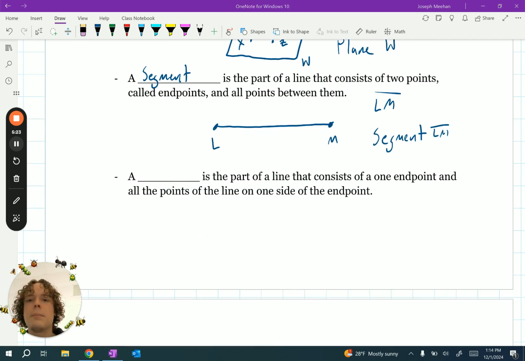All right, so this next one says a blank is the part of a line that consists of one endpoint and all the points of the line on one side of the endpoint. This is called a ray. A ray is part of a line that consists of one endpoint and all the points of the line on one side of the endpoint.